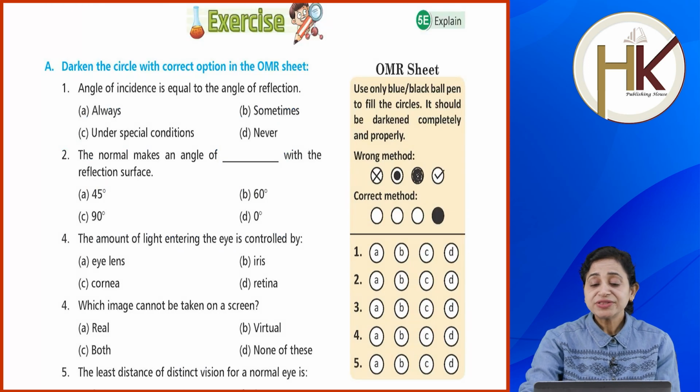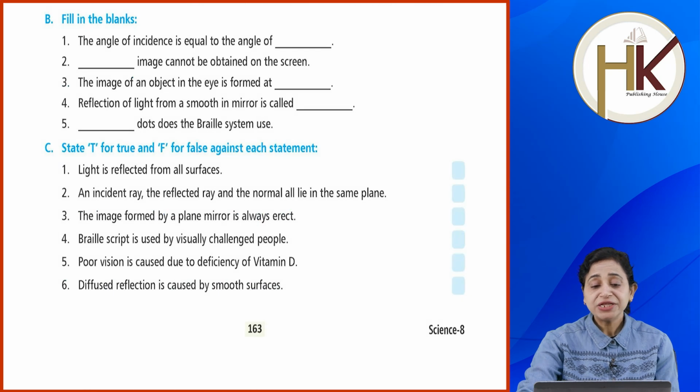Now it's your turn. Exercise you have to do. आप प्रैक्टिस करेंगे एक्सरसाइज के थ्रू. एज यूजुअल आपको OMR शीट में करेक्ट ऑप्शन को डार्कन करना है. फिल इन द ब्लैंक्स. इस जो ब्लैंक फिल आपको करना है वो आपको हेल्प लेना है चैप्टर में से एक वर्ड चूज कीजिए, करेक्ट वर्ड.